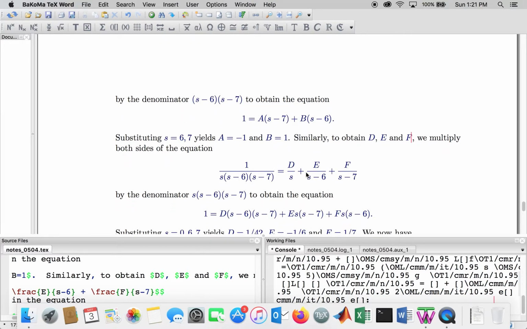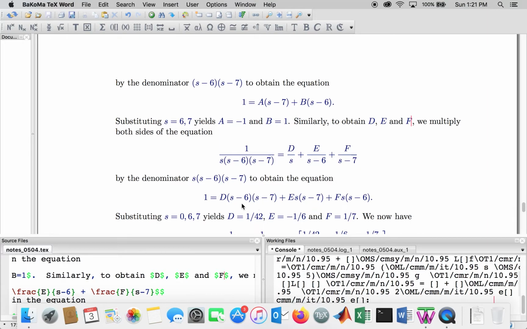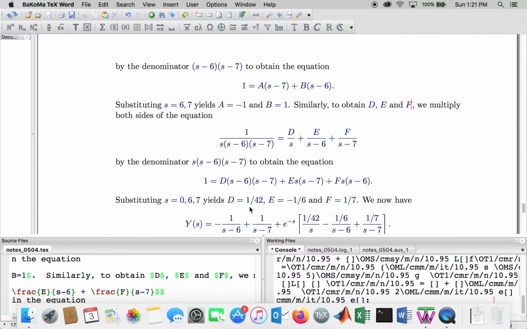Okay, so here's our decomposition. Multiply both sides by the denominator, as in several other problems. And we have this equation. So we could substitute 3 values of s to get 3 equations for d, e, and f. Again, we have convenient s values, 0, 6, and 7. So if I substitute s equals 0, for instance, I get 1 is equal to d times 0 minus 6 times 0 minus 7.